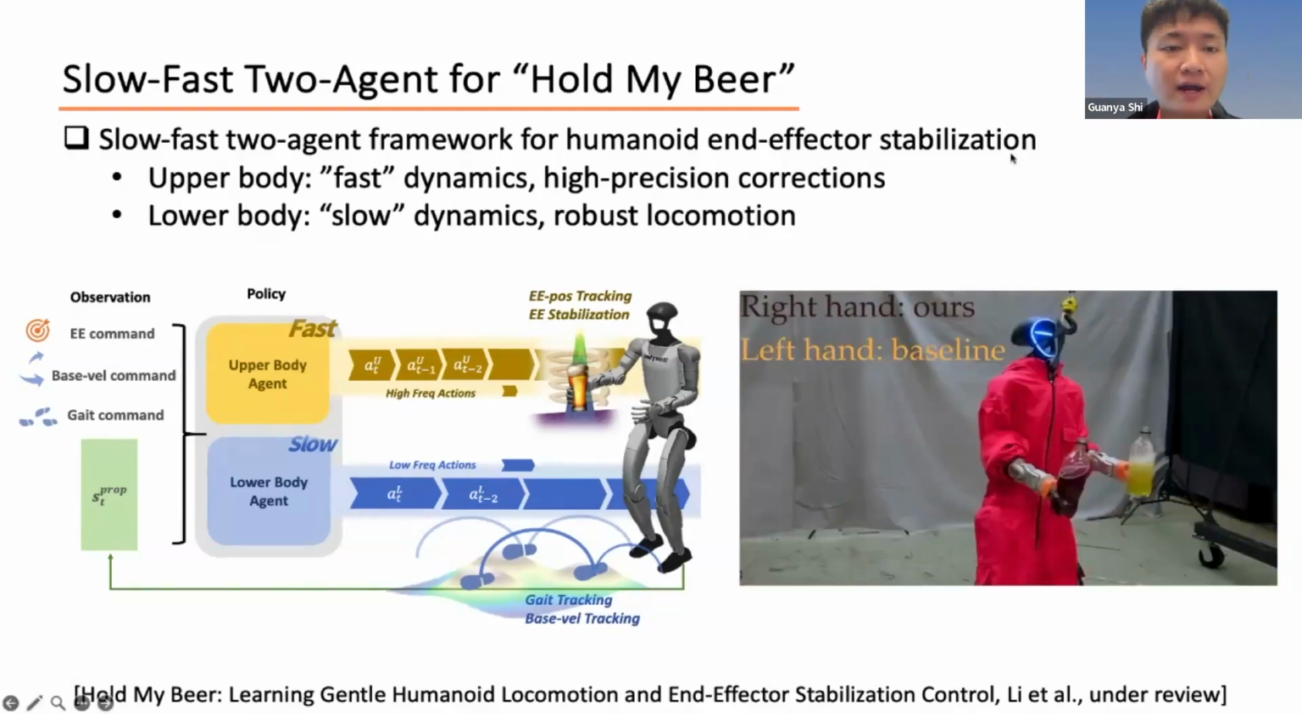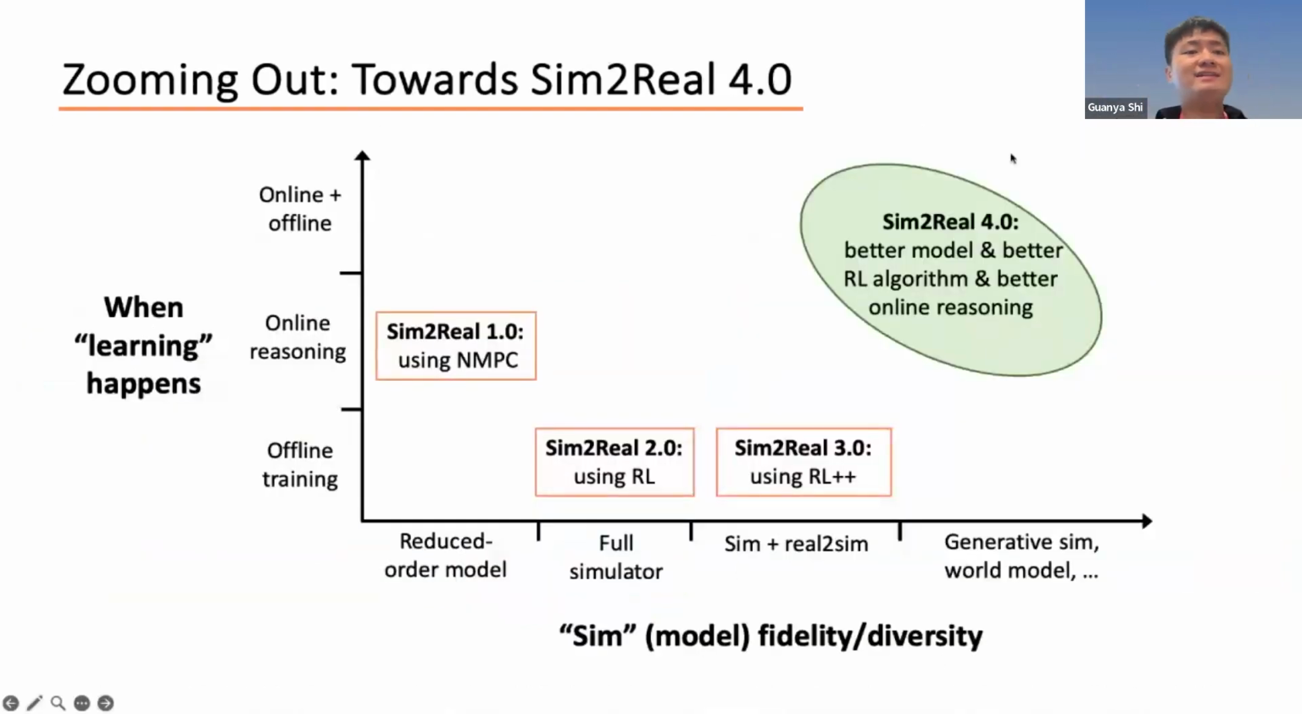All right. Just want to zoom out a little bit for the last minute. I want to summarize all the methods I presented today in Sim2Real into two axes. The x-axis is the simulator or model fidelity or diversity. We start from reduced order models in the control and robotics community, to full simulators, to sim plus real, to sim augmentation, to generative simulations, world models, etc. And the y-axis is when learning happens. Learning could happen purely offline, purely online, or hybrid.